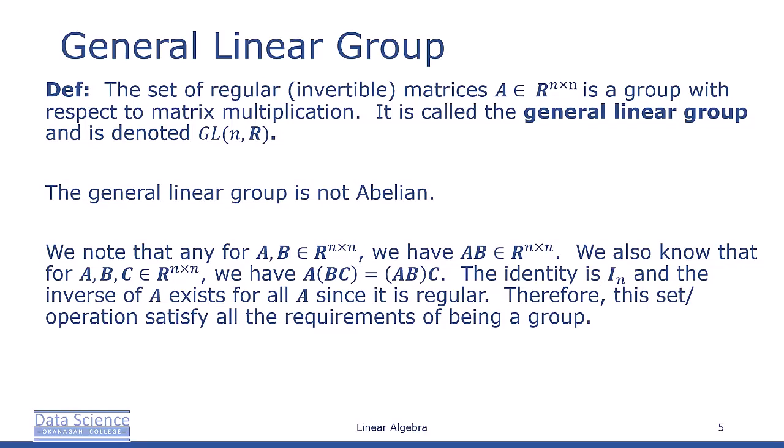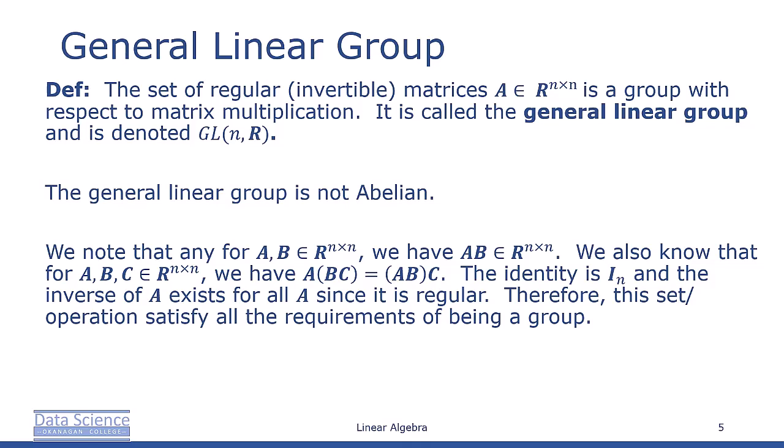The set of regular or invertible matrices A of dimension n by n is a group with respect to the operation of matrix multiplication. In fact, we call it the general linear group and denote it by GL(n, ℝ). Because we know that matrix multiplication tends not to be commutative, the general linear group is not abelian. To prove this, we note that for any n by n matrices A and B, we know that their product AB is also a matrix of dimension n by n.